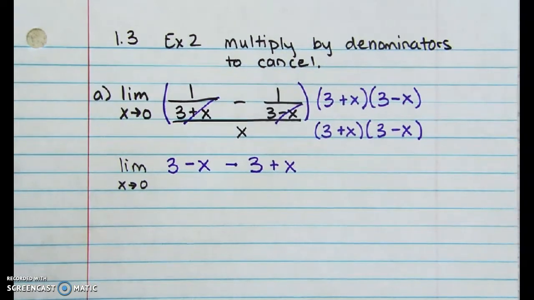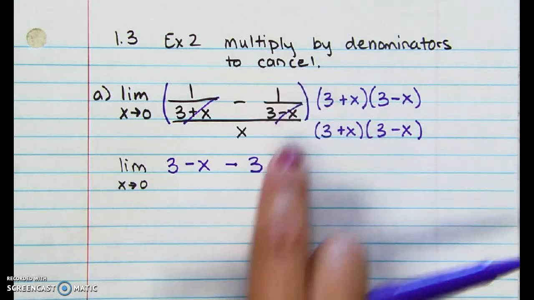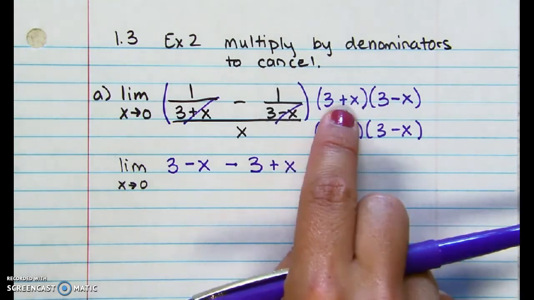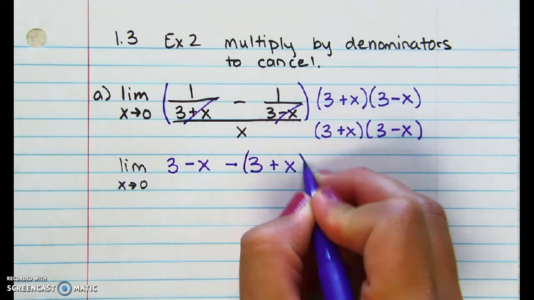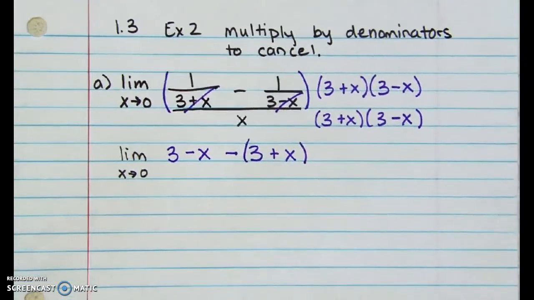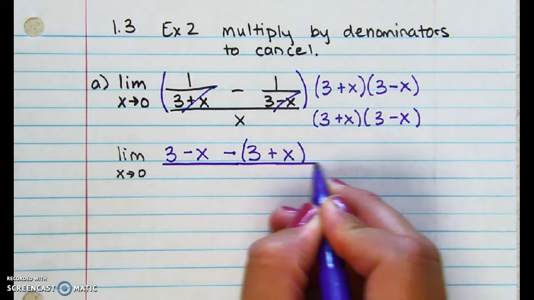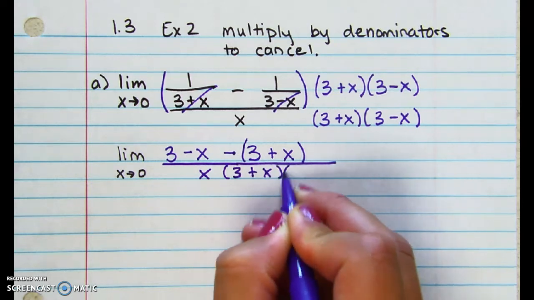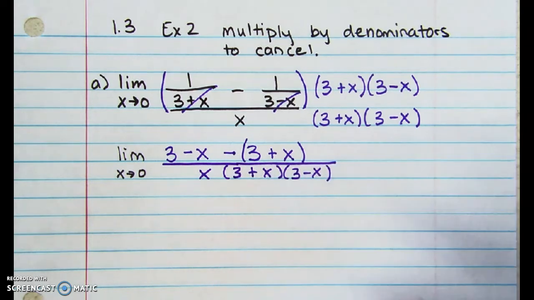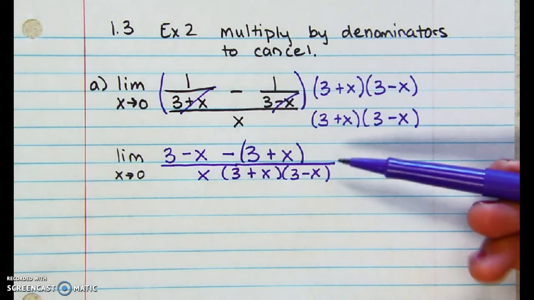What is the mistake? Do you see that minus sign? We need to subtract this term here. And this term is 3 plus x because the 3 minus x canceled. So we need to do this. Do you understand why? Okay. In the denominator, we just have x times 3 plus x times 3 minus x.